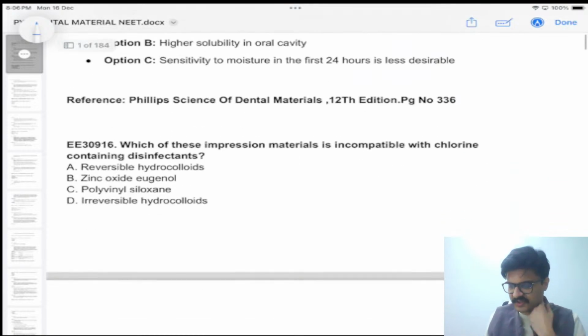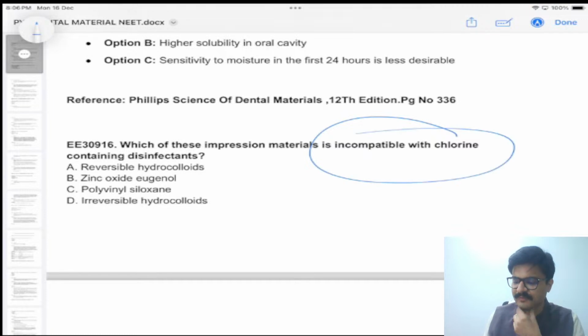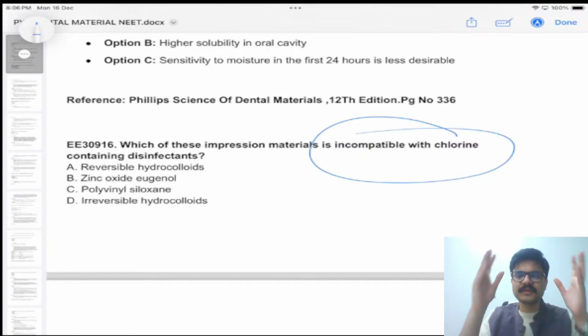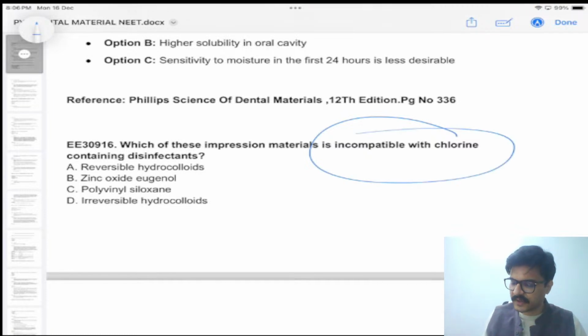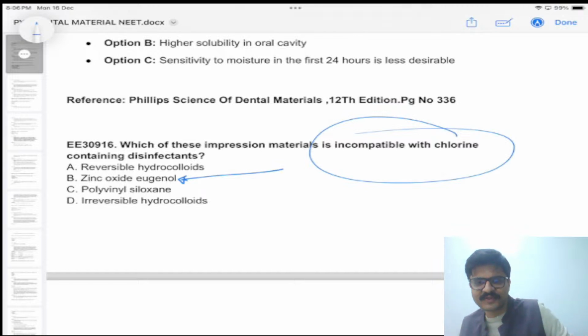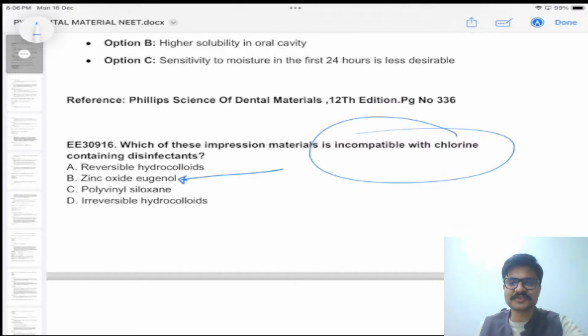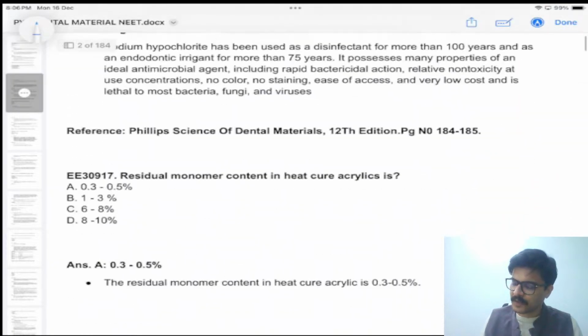Bang on. Which of these impression materials is incompatible with chlorine? Straight from the table of Phillips, zinc oxide eugenol. When you've taken your final impression after doing your bottom molding, do not immerse your zinc oxide eugenol final impression in chlorine containing disinfectant.